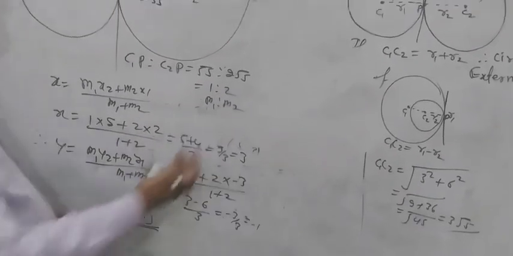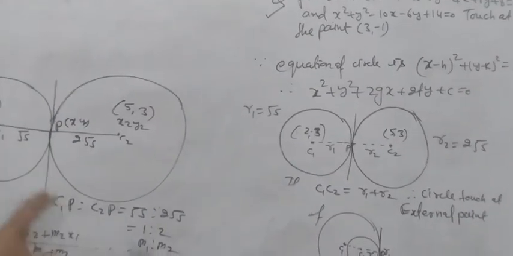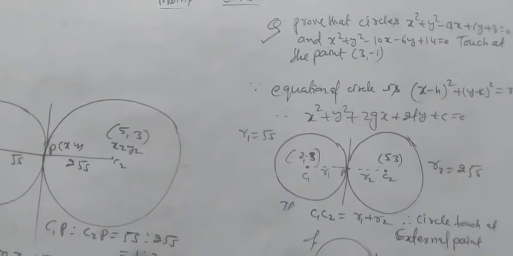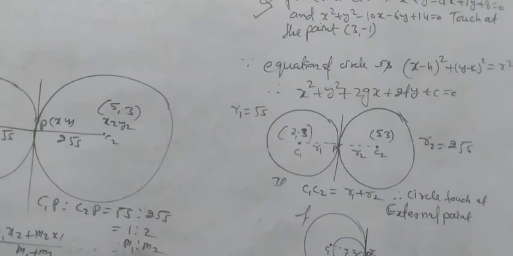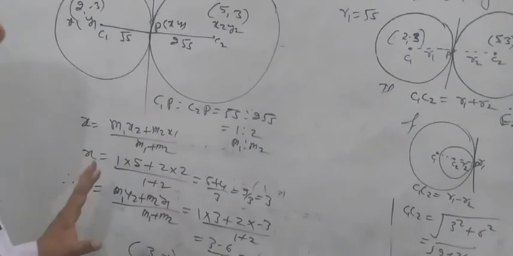Now you can see here, in this way we can find the tangential point. Understood? What we can find? Tangential point. Understood? Okay, now we'll complete this question. This is very important for you.